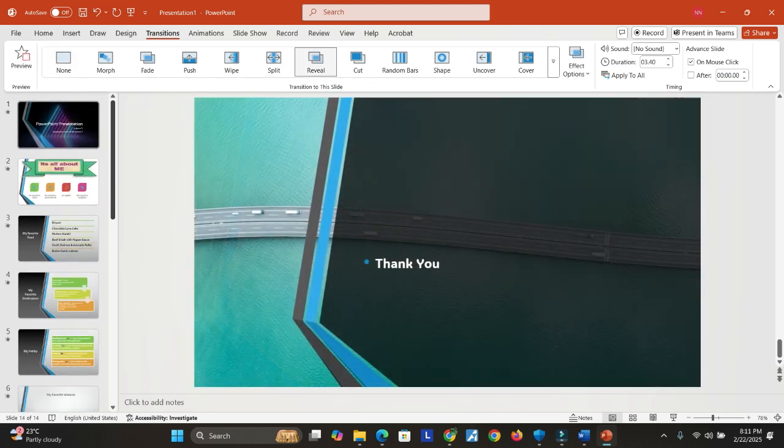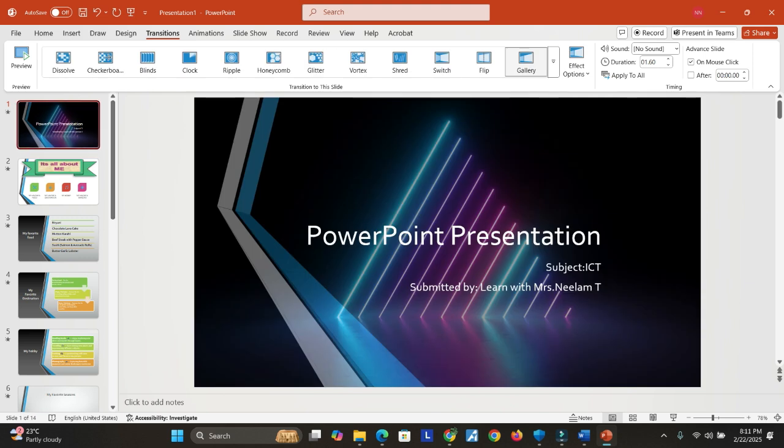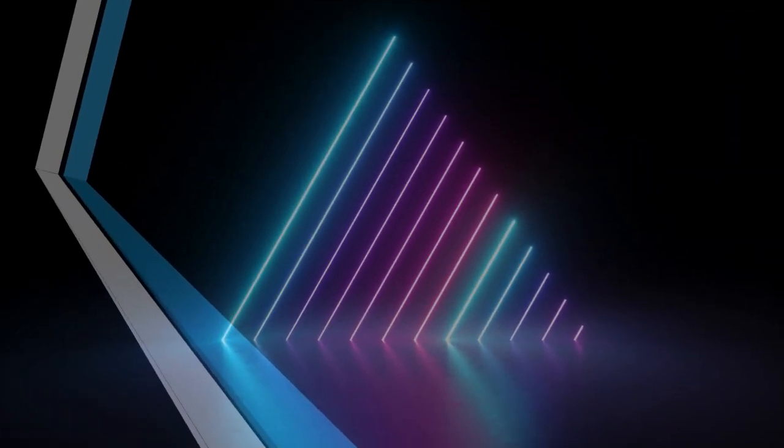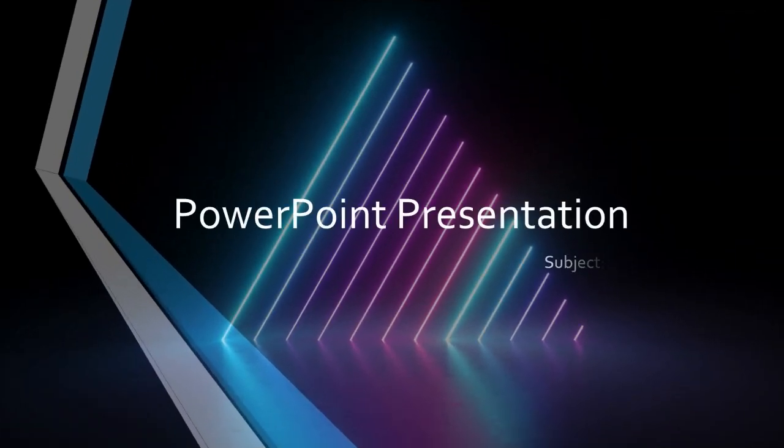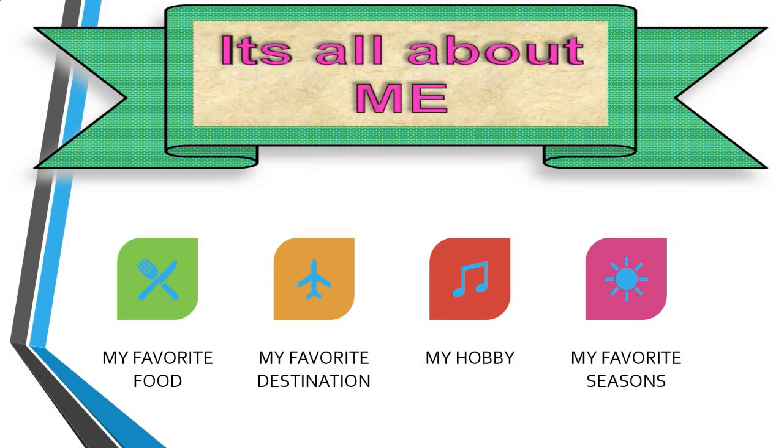Now you are done. Now, students are supposed to present the project in the class by clicking on this view button, the slideshow button. And now, can you see? This is how the transitions work. Your PowerPoint transition, your subject, and your submitted by, whoever submitted it. Okay. Now, moving towards the next slide, you see the transition we applied.